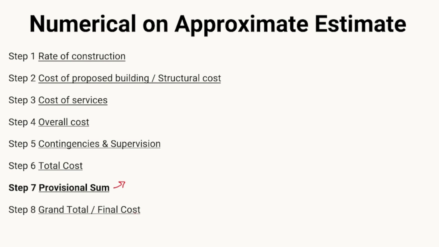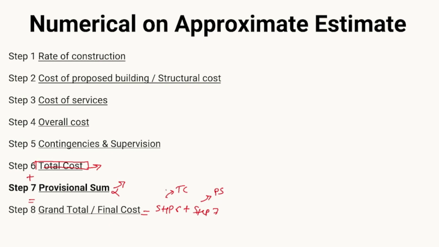To get our final cost, we add the total cost plus the provisional sum, so that we get the grand cost. If there is no provisional sum, then the total cost in step 6 will be your final cost of the building. If there is a provisional sum, meaning there is any third party installation, then the total cost plus the provisional sum is your final cost. Final cost equals step 6 plus step 7. Step 6 is your total cost, plus the provisional sum if there is any. If not, whatever step 6 is, that is your final cost.